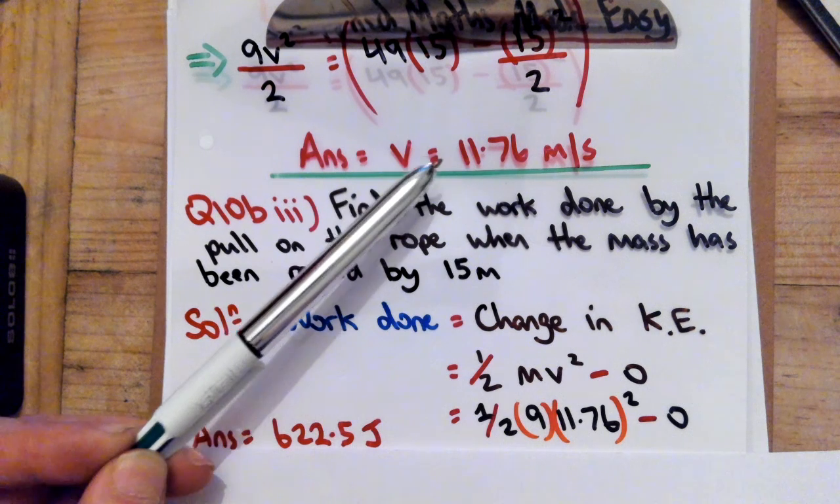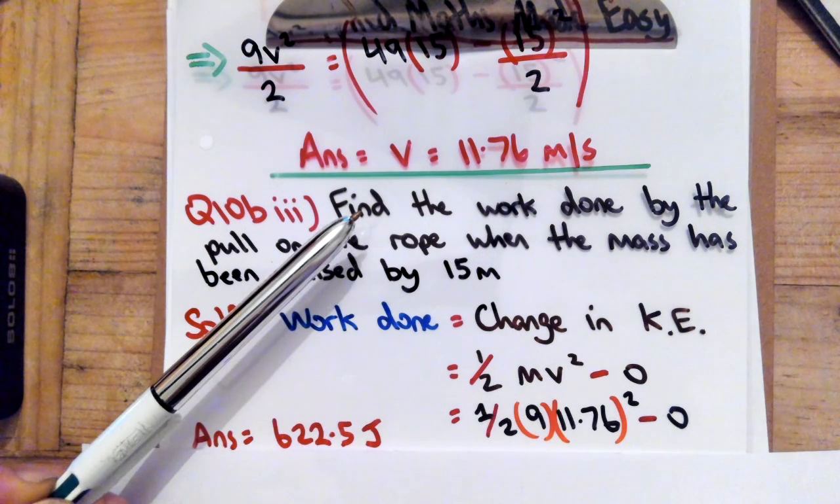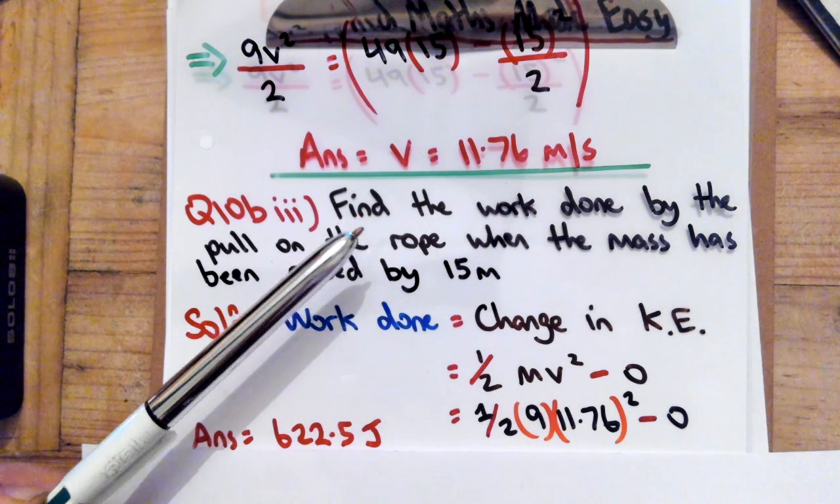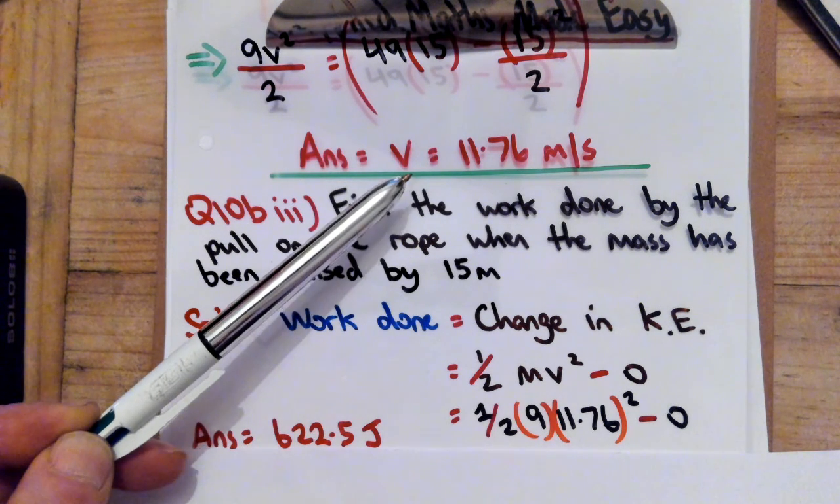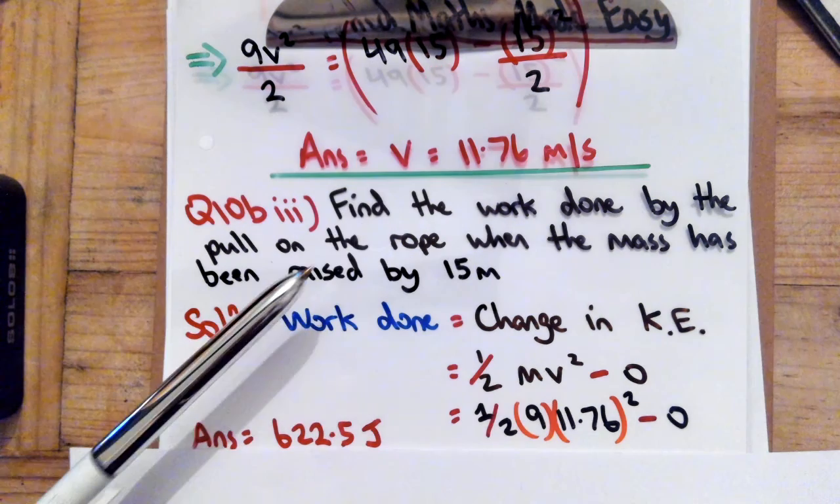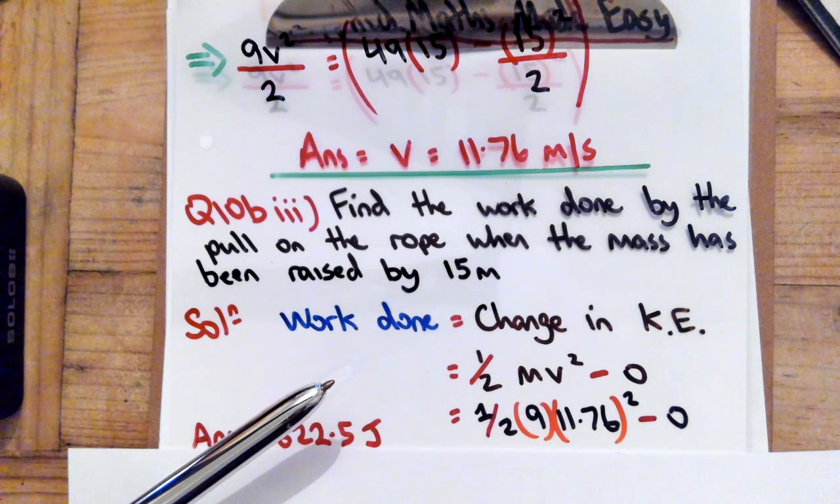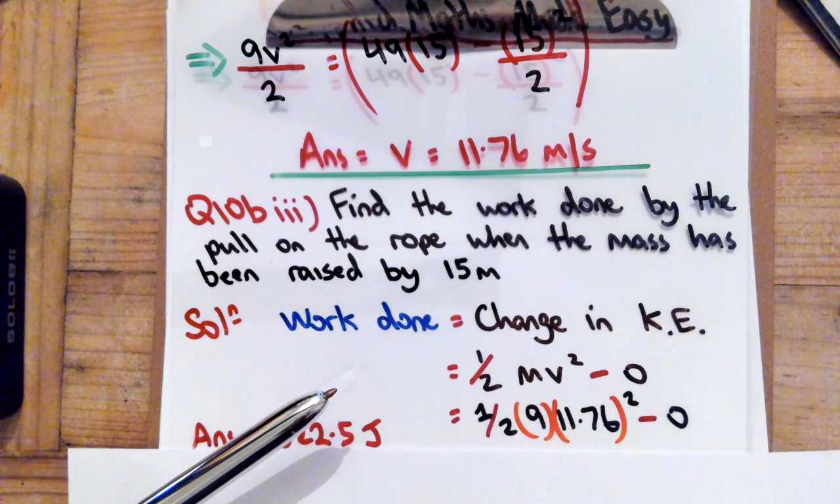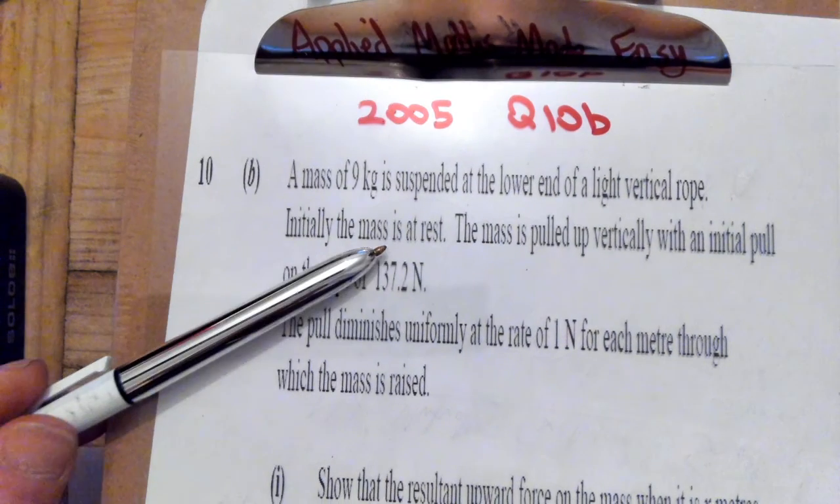I need to apply that, find the work done. Okay, so the change in kinetic energy. The mass there is 9 kg. Using that value there, look. So you're bringing the mass being raised by 15 meters. Initially, the mass is at rest. Okay, so no kinetic energy. Go back again, look. So initially, the mass is at rest.